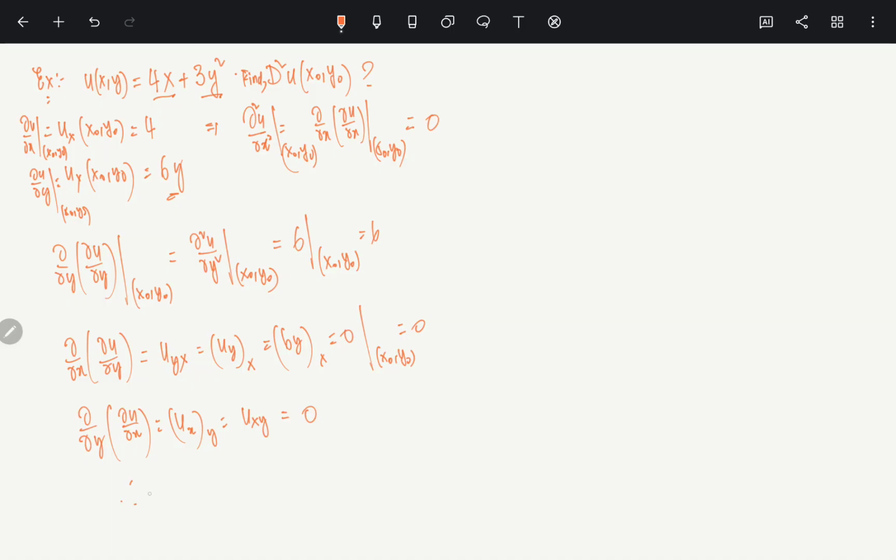Therefore, what is the Hessian of u, the second derivative? It is given by uxx, which is 0. What is uyy? U of yy is going to be 6.